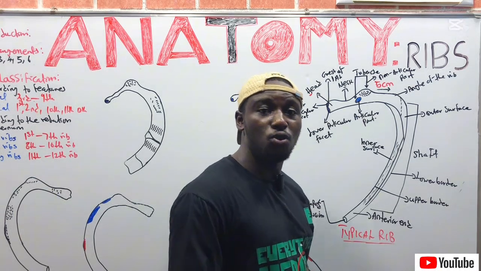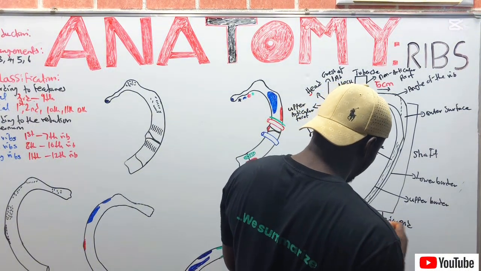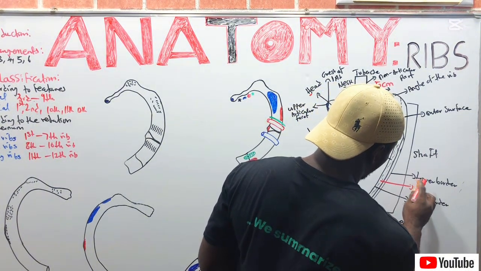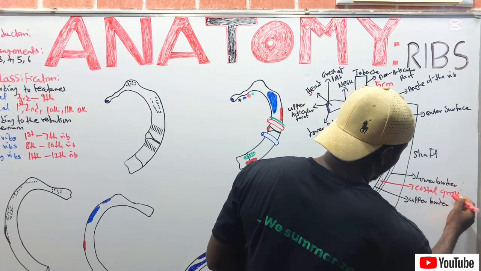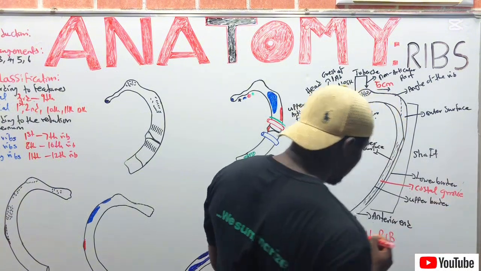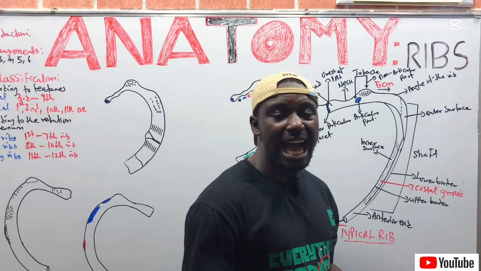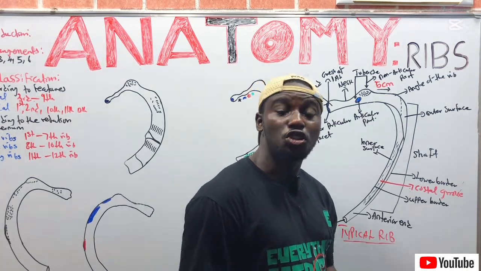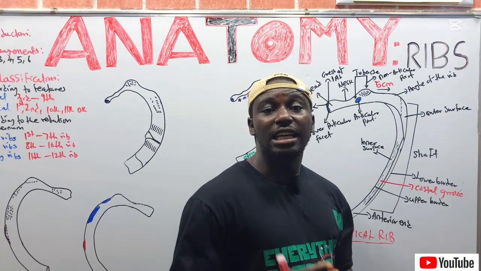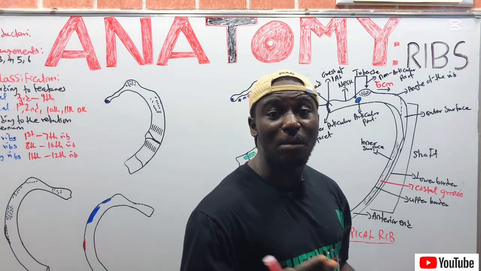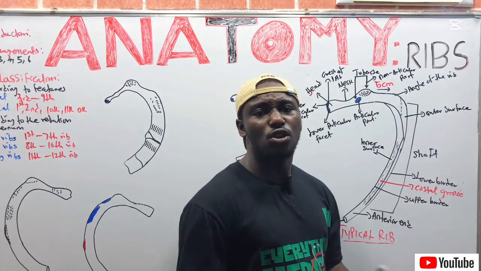The inner surface contains the costal groove. This is the costal groove, which lodges the intercostal vessels, which are the intercostal vein, nerve, and artery. It also provides attachment of muscles, such as the internal intercostal muscle and also the intercostalis intimus muscle. As we proceed, we will get to look at those features.